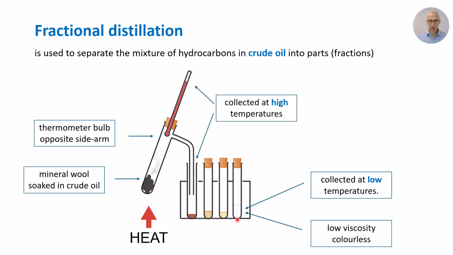As the temperature rises, so that we reach a high temperature, this fraction is collected at a high temperature, and would be thick and have a high viscosity and be much darker in colour. So there's a trend in these properties, colourless through to dark and runny through to highly viscous.